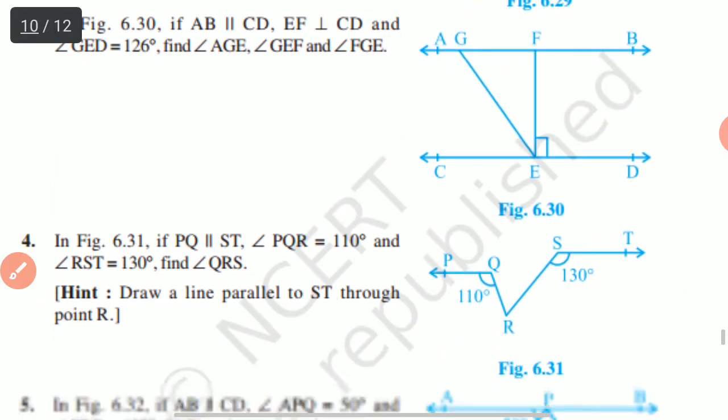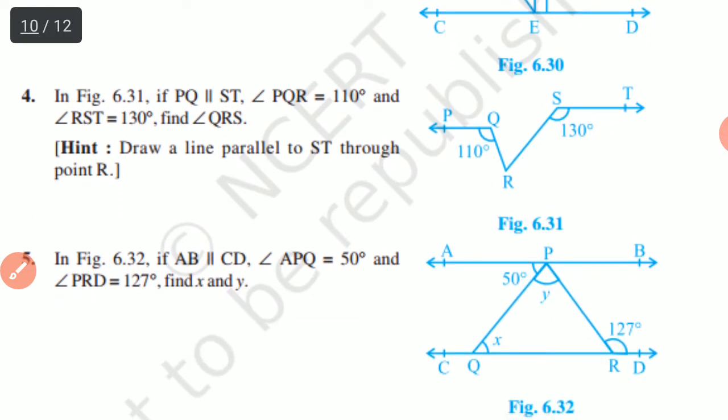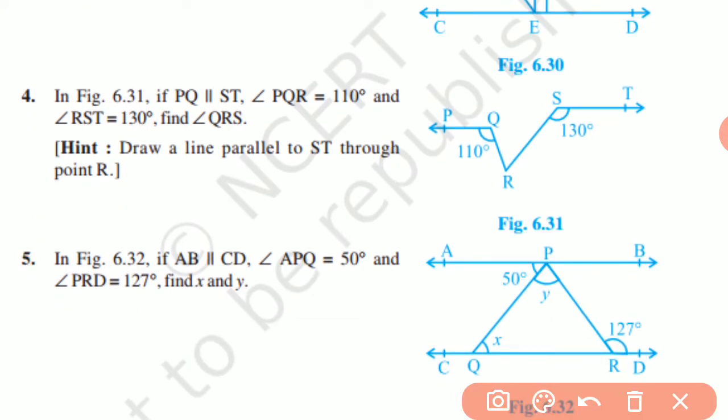Similarly, we can solve the next question. Here in this question, PQ is parallel to SR, and this angle is 110 and this is 130. Find angle QRS. So here we will construct a line parallel to the above line, this line and this line. These two lines are parallel, so we construct another line.